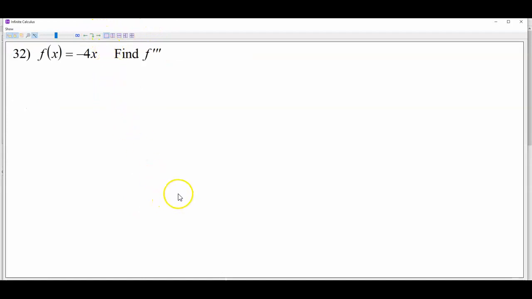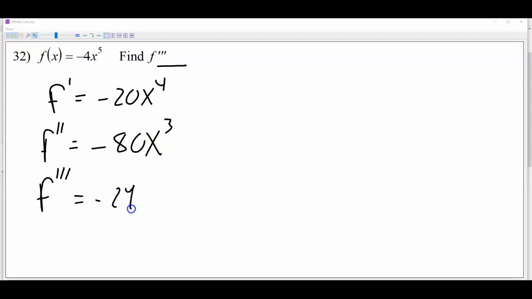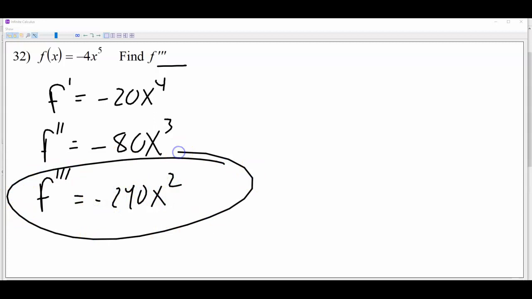Moving on. This one's asking us to find the third derivative, which is, I wish I'd have put a different problem here. Maybe I can change it just a second. There, it's been changed. All right. It would have been kind of lame to leave it that way. Okay, so this is asking me to find the third derivative. So to find the first derivative, we just take the derivative once, which would be negative 20x to the fourth. To find the second derivative, we just do the derivative again, which is negative 80x to the third. And then to find the third derivative, we just take the derivative of that, which is negative 240x squared. That's it.